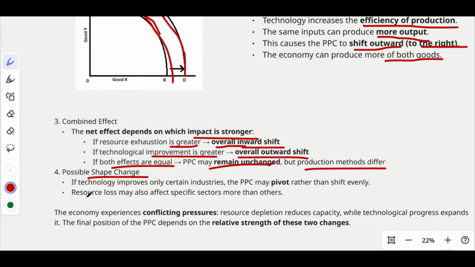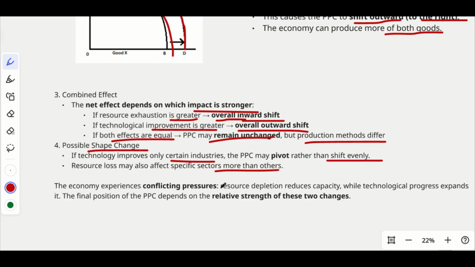The possible shape change will be: if technology improves only certain industries, the PPC curve may pivot rather than shift. And resource loss may also affect specific sectors more than others. So it will basically be based on the industry type, right? In some industries, resources will be more important. In some industries, the technology will be more important. So it will depend. And if the economy experiences conflicting pressure, the resource depletion reduces capacity, while technological progress expands it. So the final position of the PPC curve depends on the relative strength of these two changes.